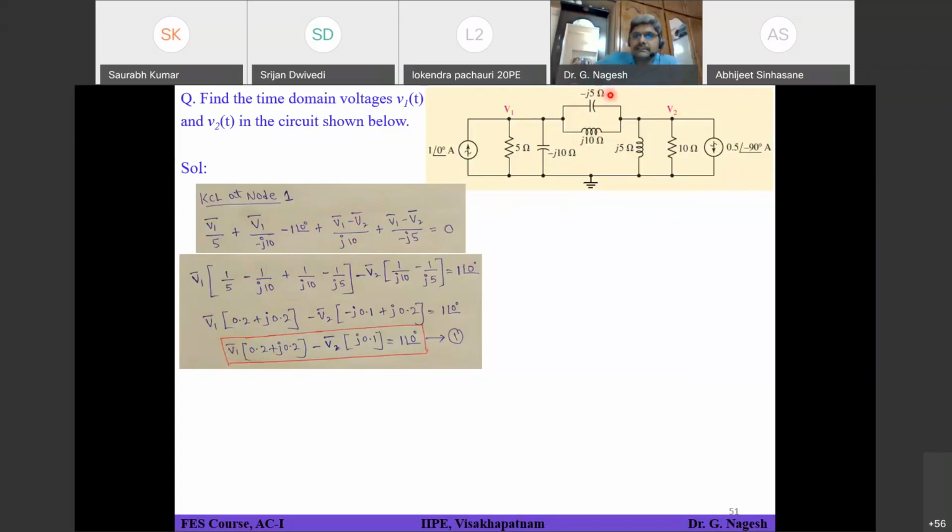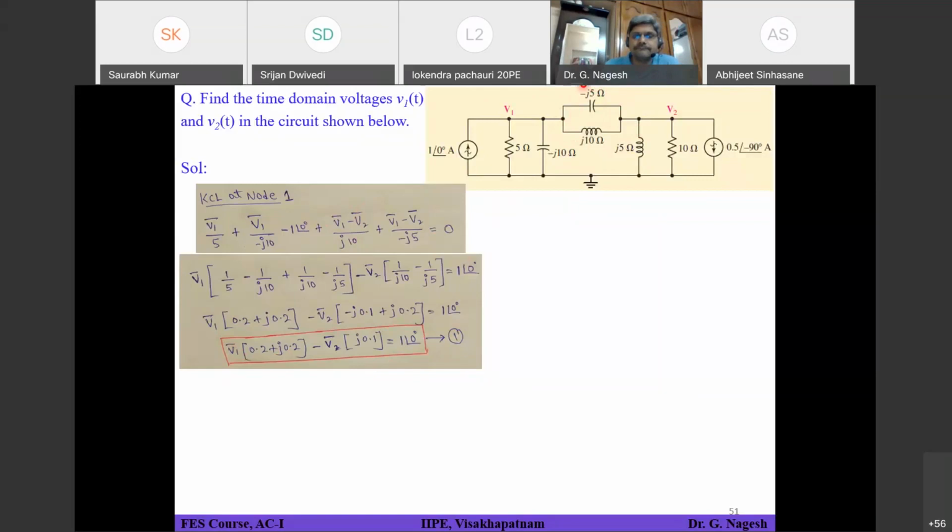Always remember ZC is equal to 1 by J omega C. Here they have given ZC straight away. That means 1 by J omega C is equal to minus J5. That's what they have given. Its unit is ohms. So to find the current, it should be voltage divided by impedance, whose unit is ohms. So V1 minus V2 divided by minus J5, straight away you can write.